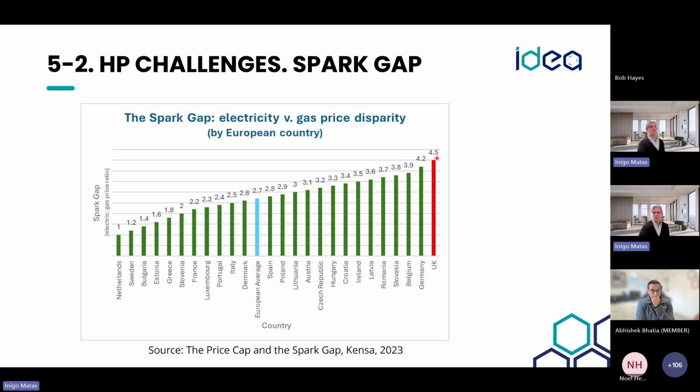So what does this mean in practice? If we were comparing a system that runs on gas with one that is running on electricity, we need the COP to be at least 4.5, because at that point it will be equivalent to the cost we would have if it was gas. It's a bit less because we have the efficiency of the gas boilers, which is not 100%, but it really explains why in some countries heat pumps are more widely implemented, because the European average is 2.7, but some of the Nordic countries have even smaller values.